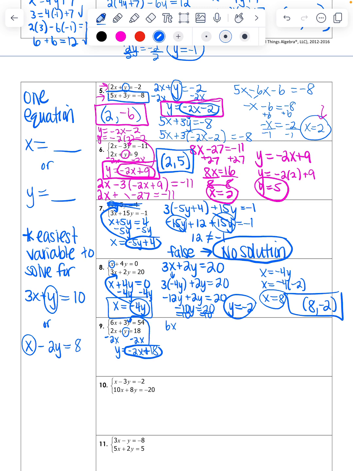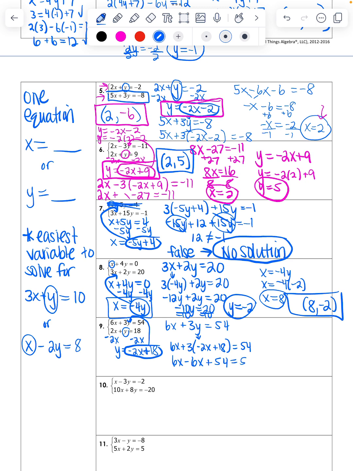Then I'm going to take this and replace it in for y in the other equation. So it's going to be 6x plus 3y equals 54 to start, but I'm substituting in negative 2x plus 18 in for y. Now for the distributive property. When I multiply 3 times negative 2x, I get negative 6x. 3 times 18 is 54.